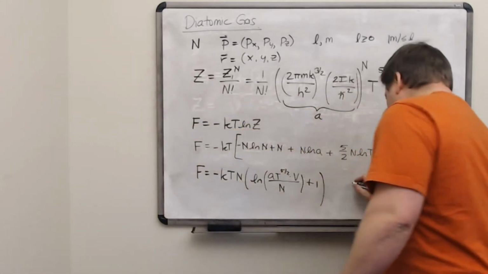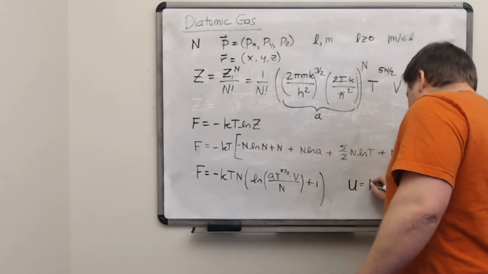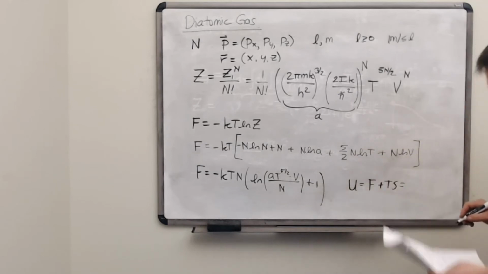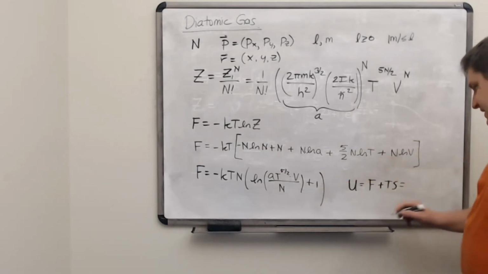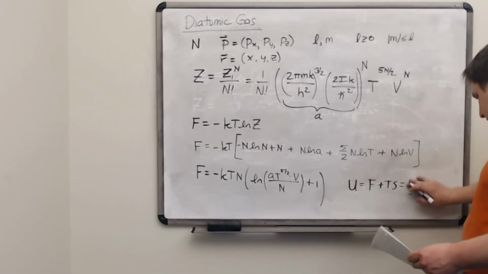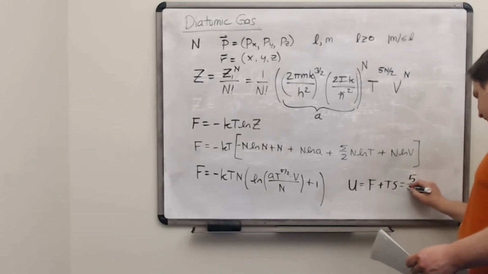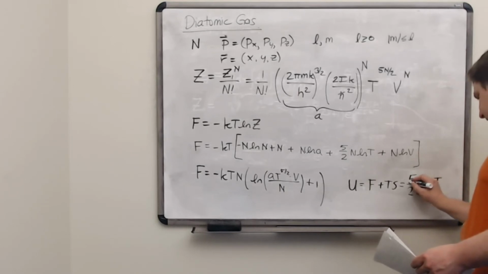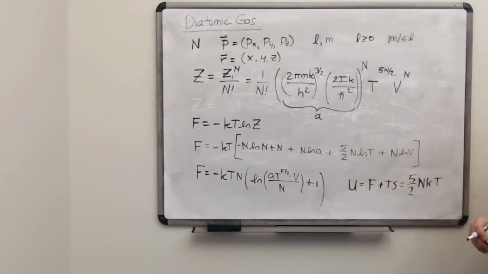Last thing you can do here for fun is, after you do those derivatives, go and calculate the internal energy by taking F plus TS, and you will no doubt get 5/2 NKT. Okay, so this example really shows you what the canonical ensemble allows you to do.